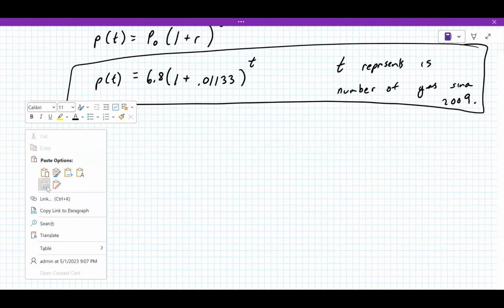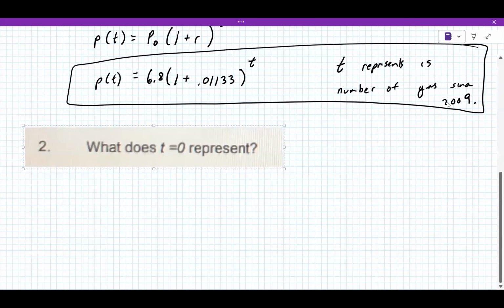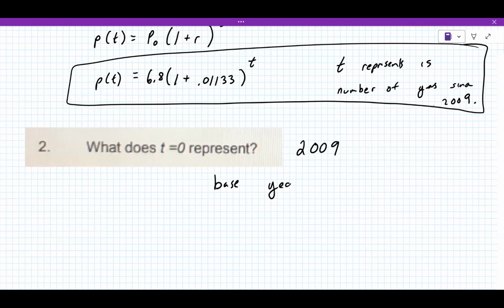Number 2. So we kind of just answered this. T represents the number of years since 2009. So T equals 0 is 2009. It's the base, what's called the base year. Is that okay? Yeah, I got it.